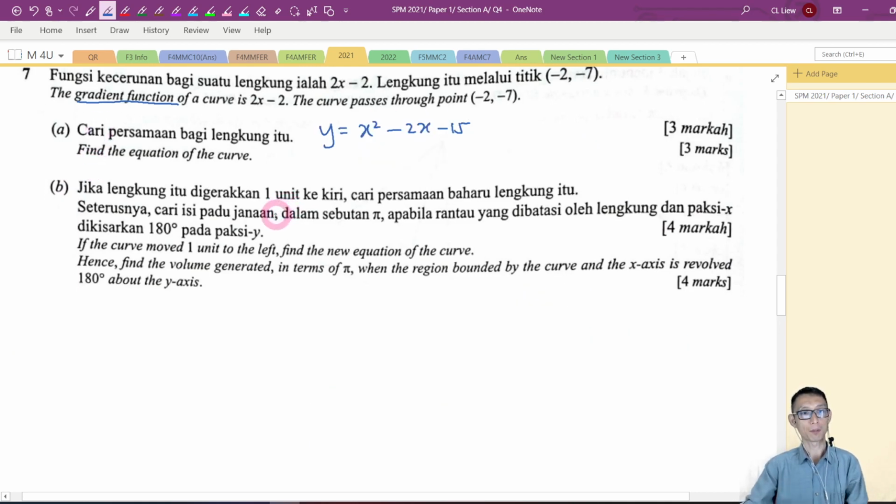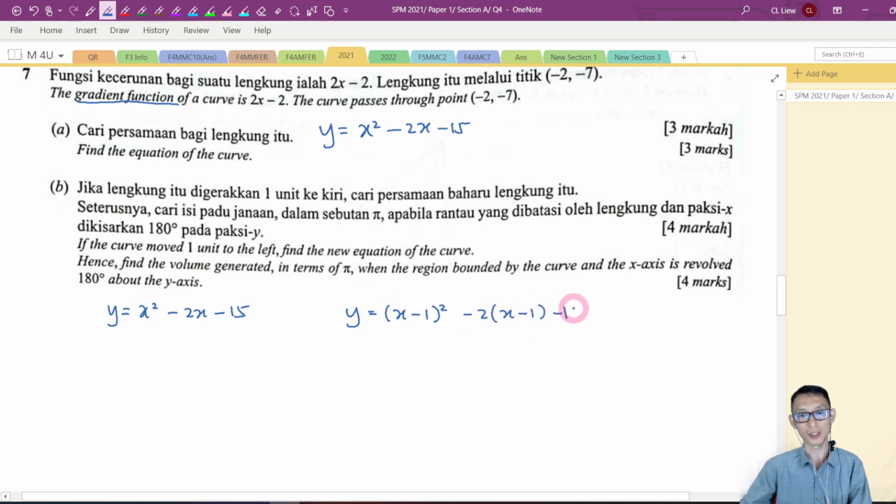Now let's try part B. If the curve moves 1 unit to the left, find the new equation of the curve. I'm going to show you two ways. The first method, you have to be more careful. This is the original function, x squared minus 2x minus 15. So the curve moves 1 unit to the left. Some students might be thinking to the left, so they will use this method, (x minus 1) squared minus 2 times (x minus 1) minus 15.